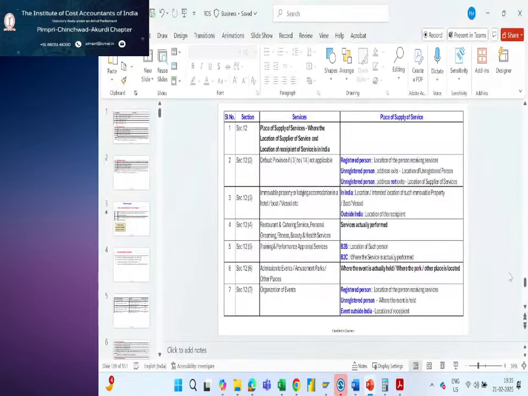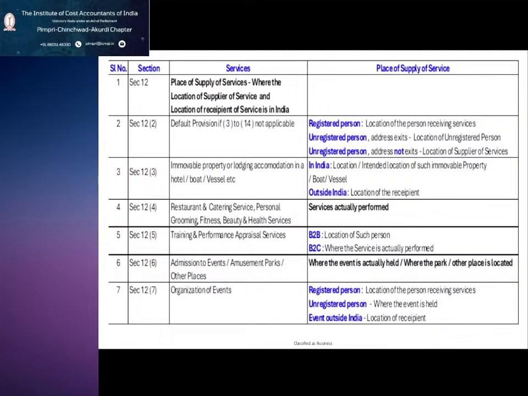So moving on to subsection 6. Subsection 6 is admission to events, amusement parks and other places. In that case, the place of supply is where the event is actually held, or where the park or other place is located. So we'll solve a few examples of subsection 6.